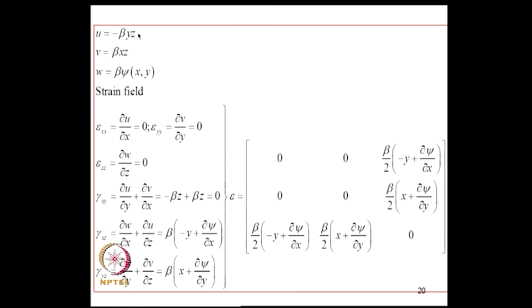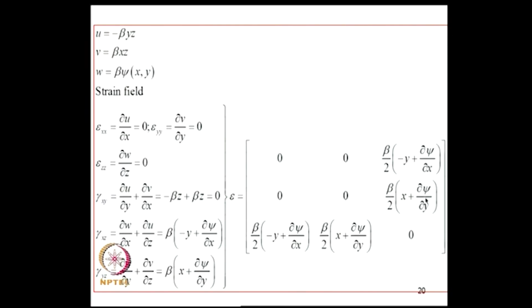So, we will start with the assumed displacement field and compute the strains. Epsilon xx is 0 because this is independent of x, epsilon yy is 0 because this is independent of y, epsilon zz is 0 because w is independent of z. Gamma xy turns out to be 0, and gamma xz and gamma yz are now obtained. Earlier we had minus beta y and beta x, now in addition to this we have beta into dou psi by dou x and beta into dou psi by dou y. So, the strain field is now given by this matrix, the strain tensor. The new entries are the terms originating from psi.